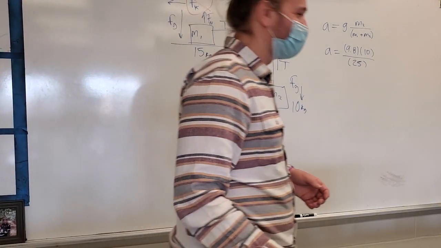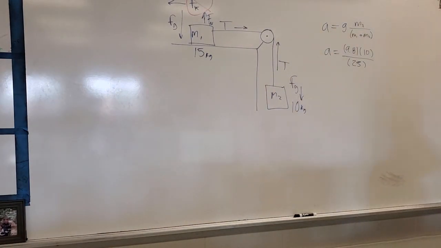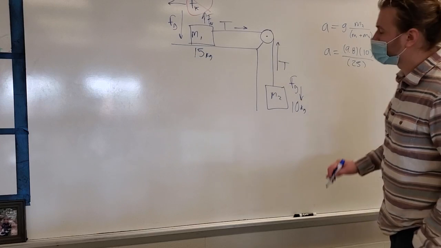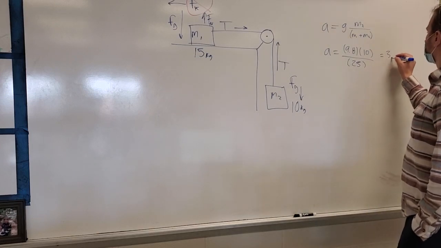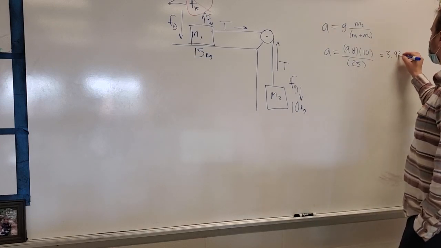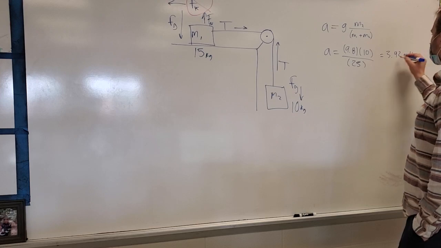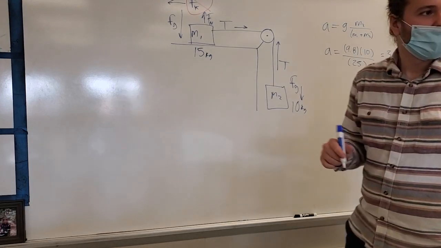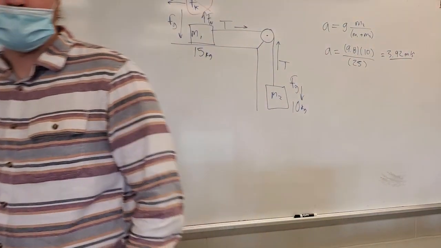You got it? 3.92. That was pretty good mental math, though. What's your trick for that? So I did just M2 over M1 plus M2, so I got 2/5, and then I multiplied by 9.8, 19.6, and then I just divided by 5. Neat. So 3.92 meters per second squared. That's our acceleration for this system with no friction in it.